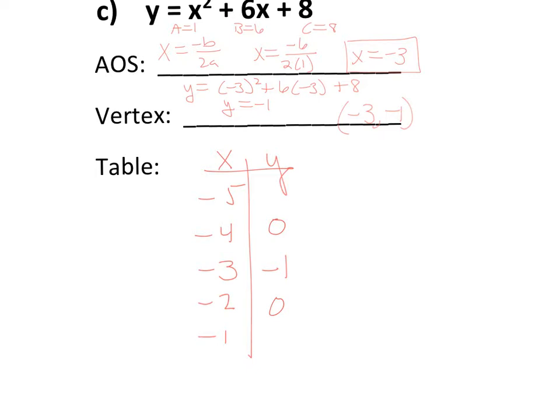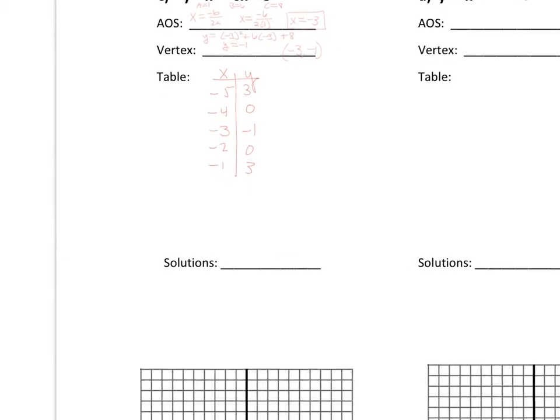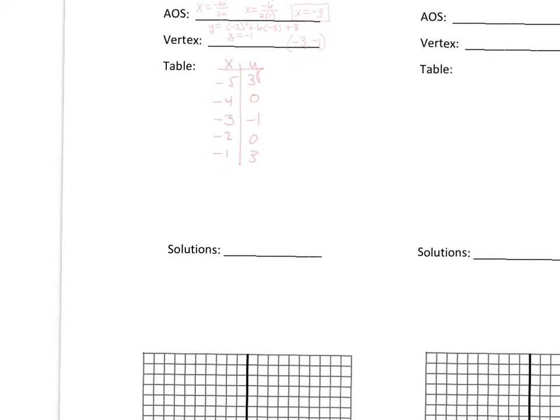Now we're going to do the same thing. Let's plug in negative 1. When I plug that in, I end up with a 3. Let's go down here. We'll do solutions in just a second. We've got an axis of symmetry at negative 3 this time, so I'm going to put my dotted line down at negative 3.